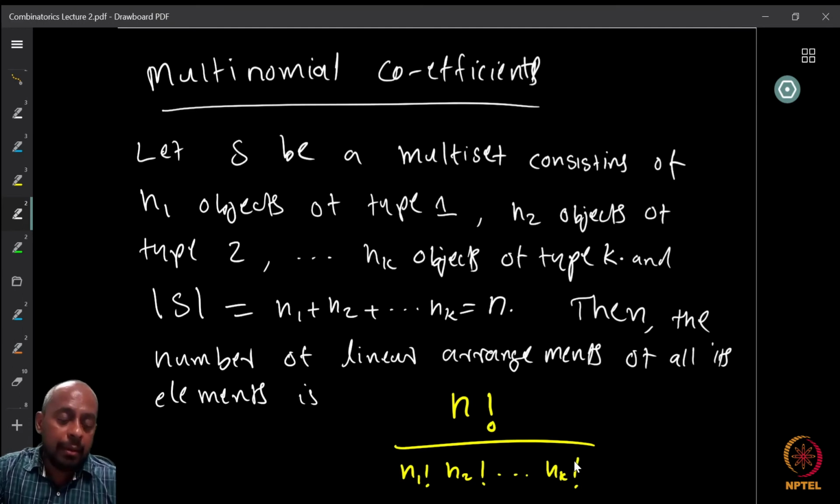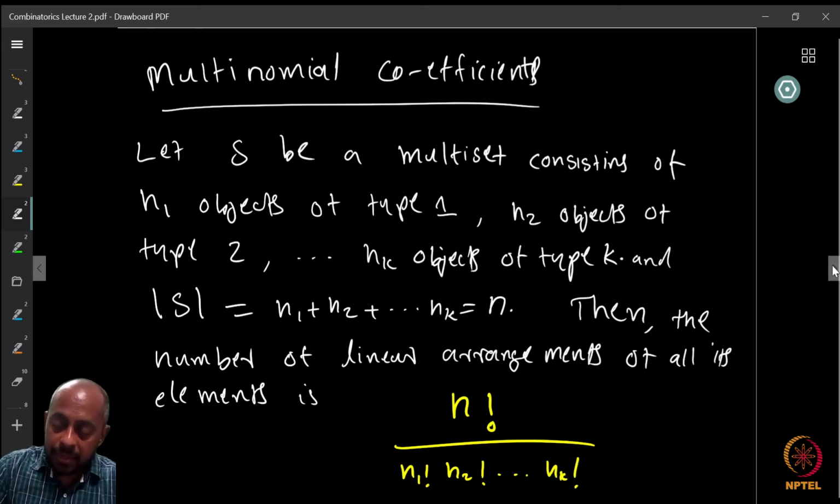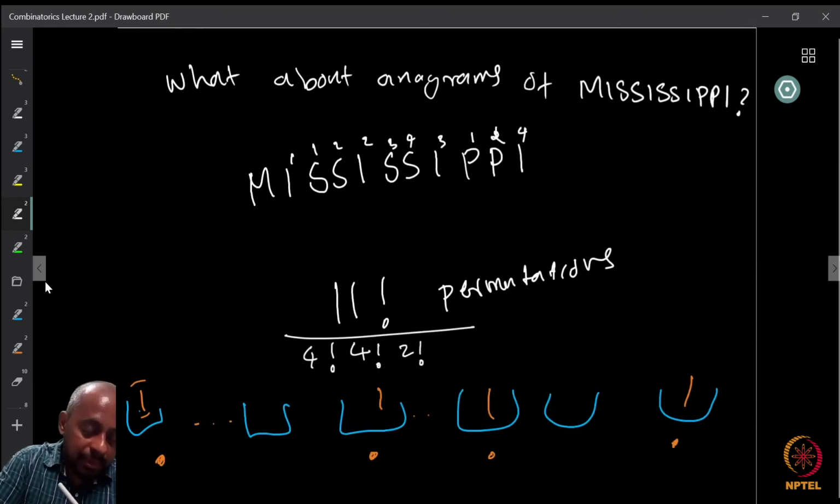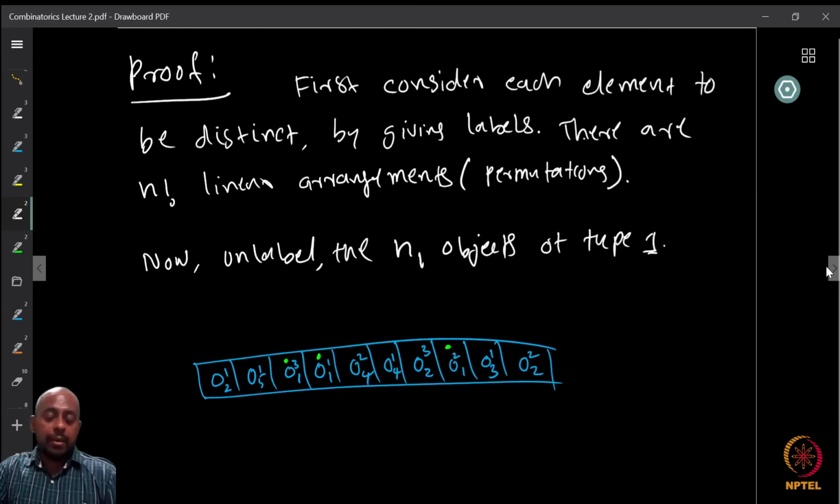So this is called the multinomial coefficient, and we want to see why this is precisely this. We already saw the proof in some sense, right? We argued it, but let us make it a little more formal. Okay. So here is the proof.